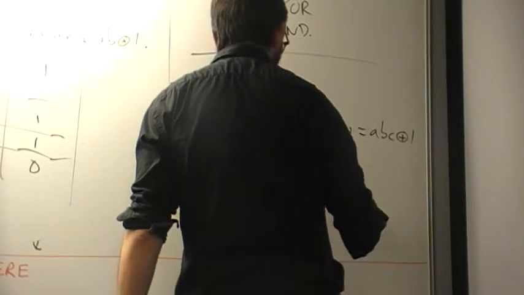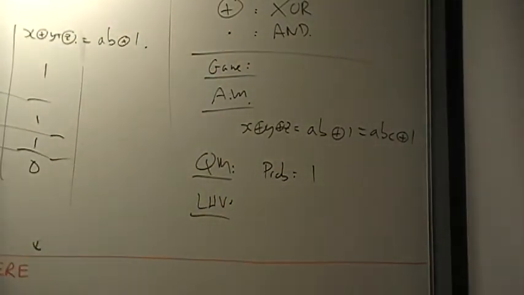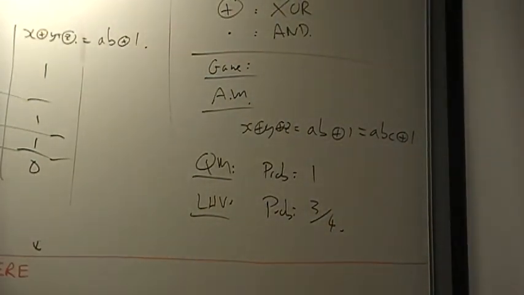With quantum mechanics, we can win this game with probability 1. And what's the best success probability we could achieve with a local hidden variable model? Well, surprise, surprise, it's 3/4. So it's the same. Why is it the same? Well, we can analyze these two experiments in a very similar way and come to very similar conclusions.